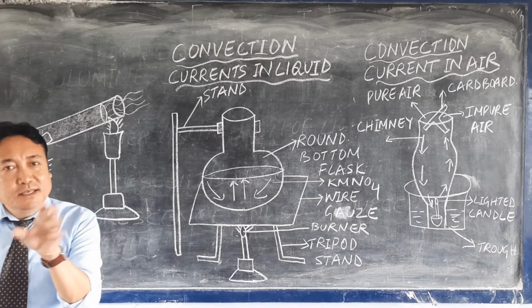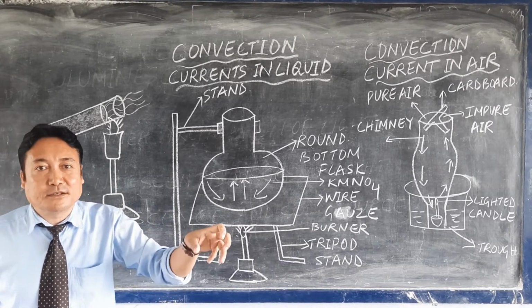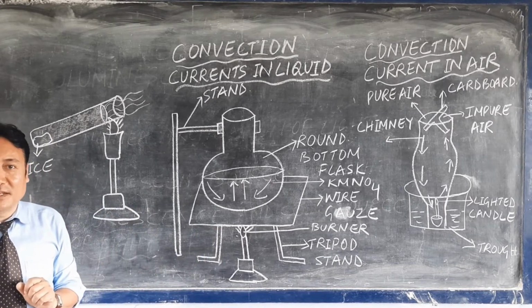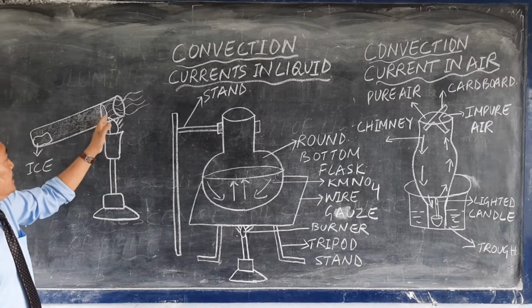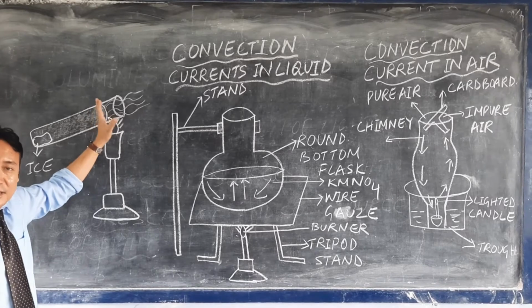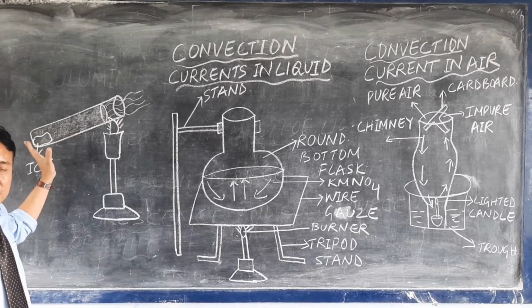So this experiment shows that water is a bad conductor of heat. If water were a good conductor of heat, then since the upper portion of the water is heated, the heat could have been transferred from the hotter portion of the water towards the colder portion of the water.